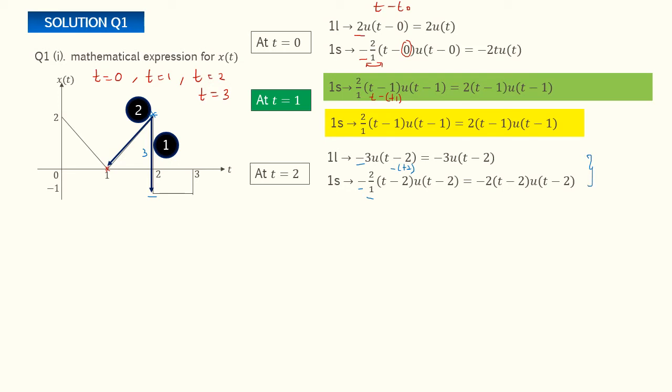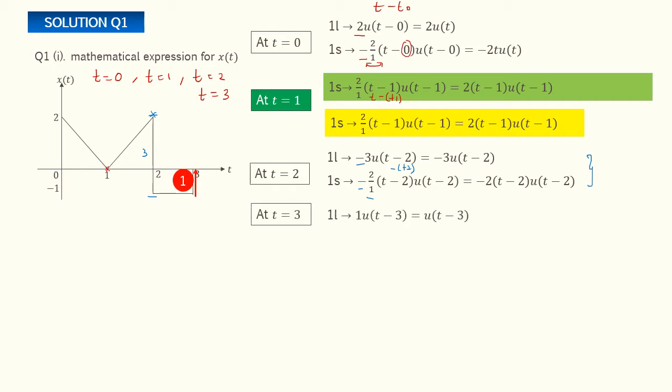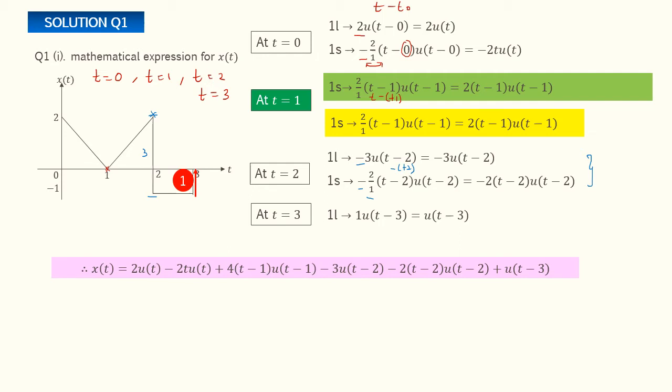Okay, move on to the next position, t equal to 3. You only have one vertical line at t equal to 3. Therefore, at t equal to 3, the line is pointing upward, so it's positive. The magnitude is 1, so u(t minus 3). Okay, so to get the complete equation of x(t), you need to sum them up. Therefore, your x(t) equals this equation.